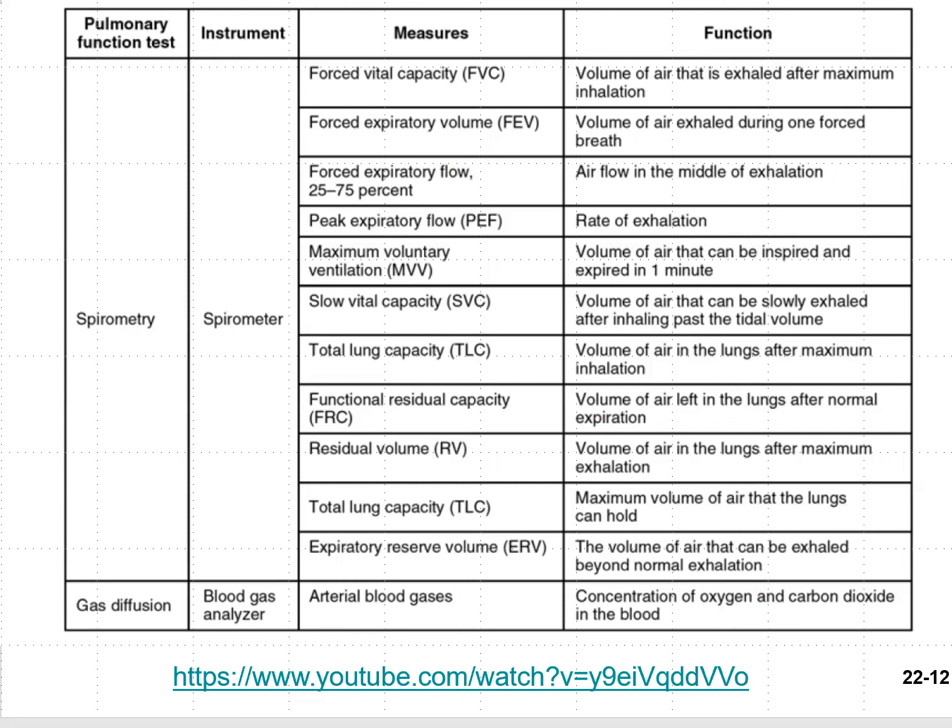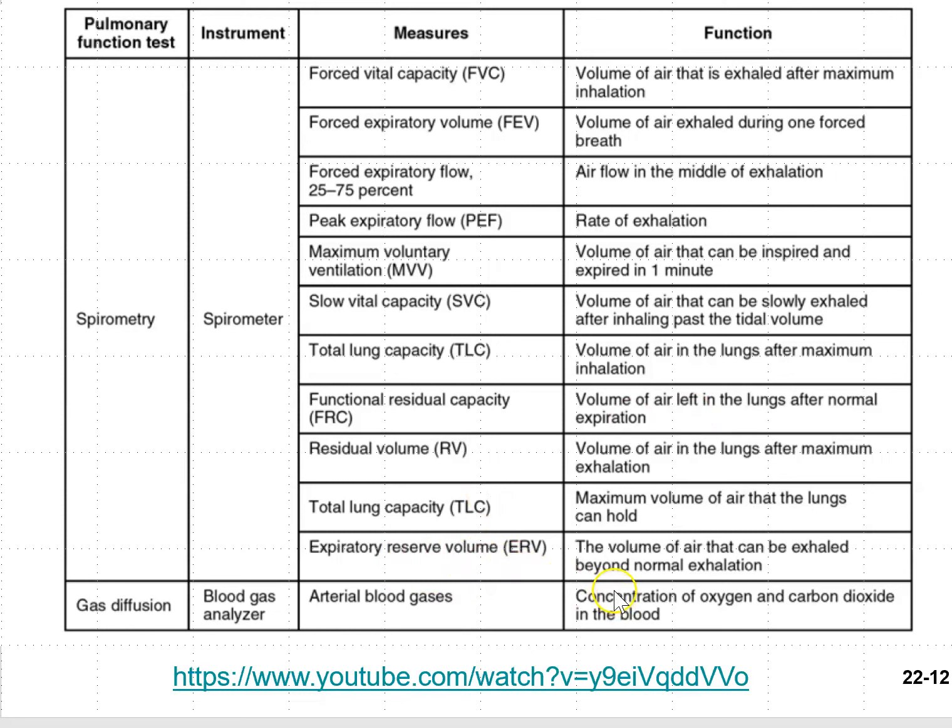And then you have expiratory reserve volume, the volume of air that can be exhaled beyond normal exhalation. When you normally exhale while you're relaxed, you have a certain volume that you exhale, and what remains is called FRC, functional residual capacity. So this FRC is the volume of air left in the lungs after normal expiration.